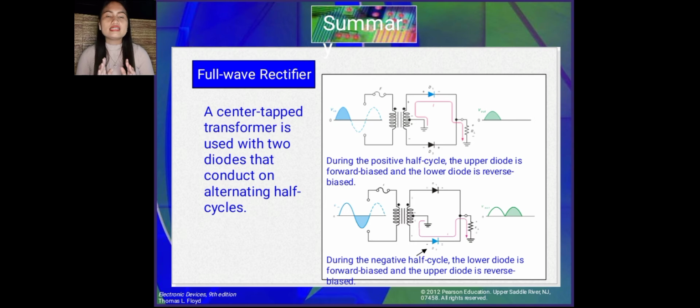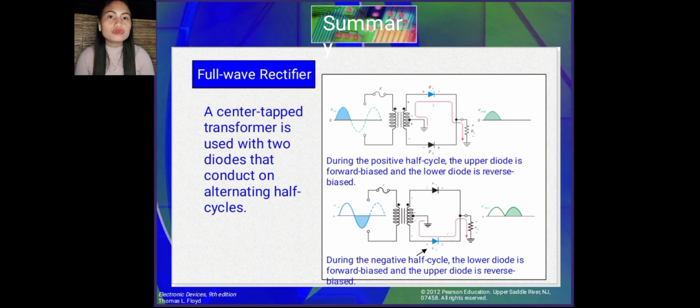And for the negative half cycle of the input voltage, the voltage polarities on the secondary are shown in the second illustration. This condition reverse biases D1 and forward biases D2. The current path is through D2 and RL, as indicated. The output current during both the positive and negative portions of the input cycle is in the same direction through the load.